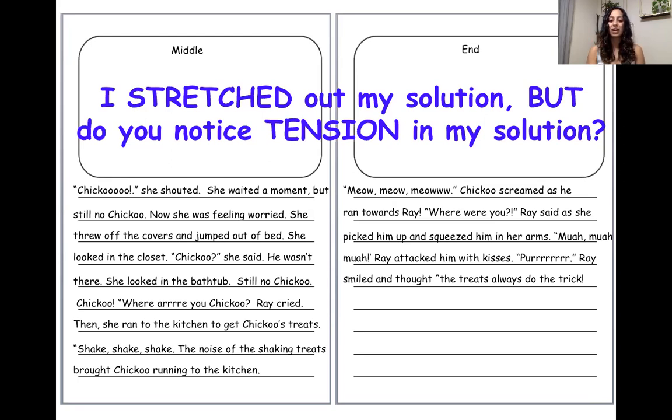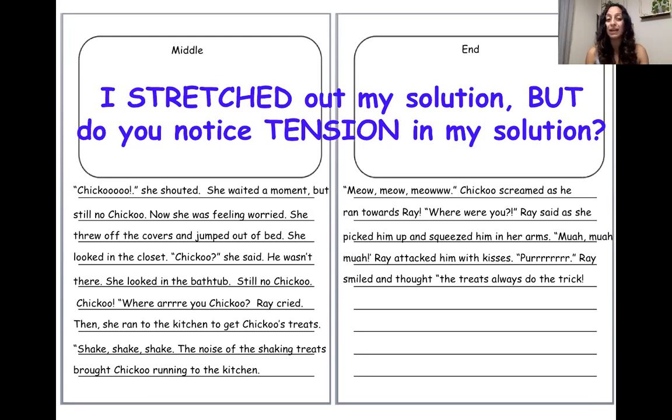Shake, shake, shake. The noise of the shaking treats brought Chiku running to the kitchen. Meow, meow, meow. Chiku screamed as he ran towards Ray. "Where were you?" Ray said as she picked him up and squeezed him in her arms. Mwah, mwah, mwah. Ray attacked him with kisses. Purr. Ray smiled and thought, the treats always do the trick.